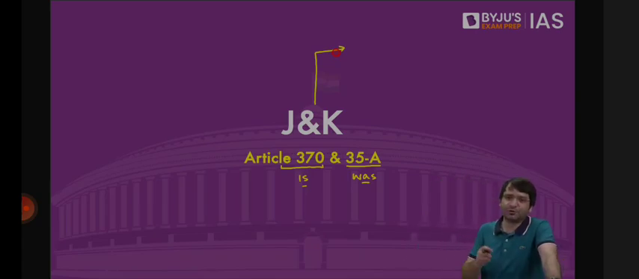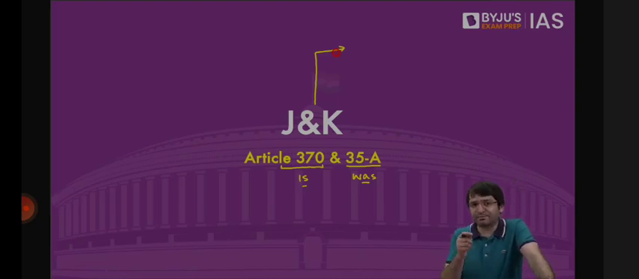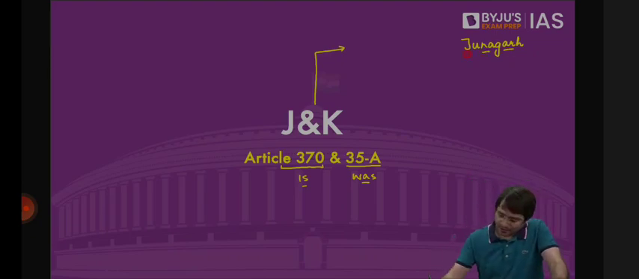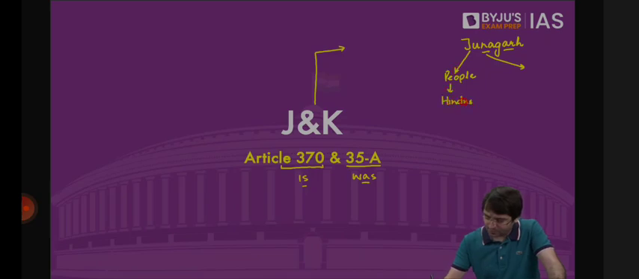But we faced problems in three princely states. One was Junagadh, which is in today's Gujarat. Junagadh was a peculiar case. In Junagadh, the majority of the people were Hindus, but the ruler was a Muslim.